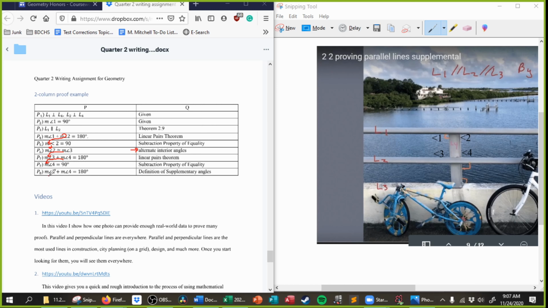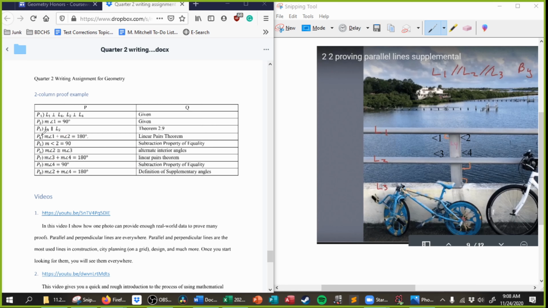And look right here, angle 2 plus angle 4. And just double check, did I verify that angle 2 is 90 degrees? That's right here in hypothesis 5. And angle 4 was in hypothesis 7, so I can say that 90 plus 90 equals 180. Therefore, angle 2 plus angle 4 is 180 degrees, and that is the definition of supplementary angles.